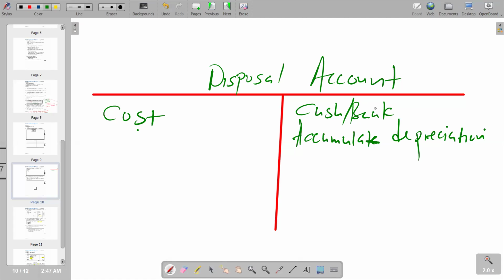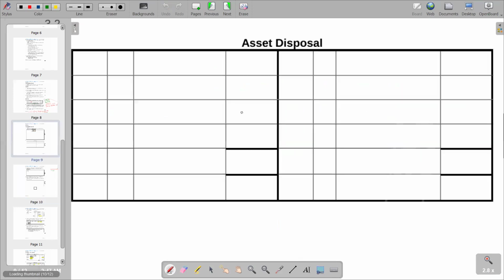And then the accumulated depreciation of that non-current asset that has been disposed should come on the credit side. So basically, as simple as that. We have already calculated the depreciation, so we can calculate the accumulated depreciation of the disposed assets. This is exactly what we are going to follow on our disposal.